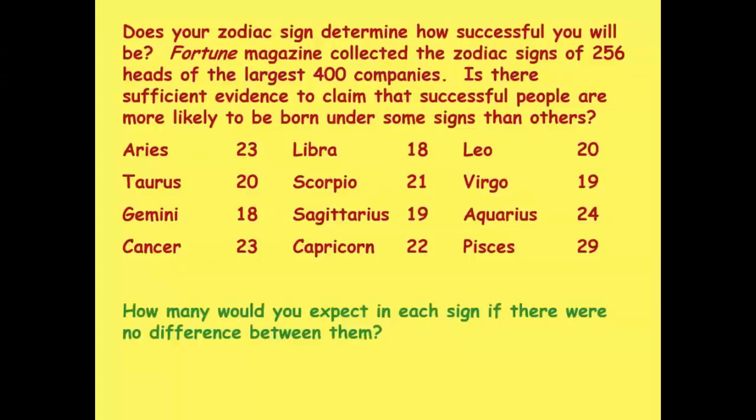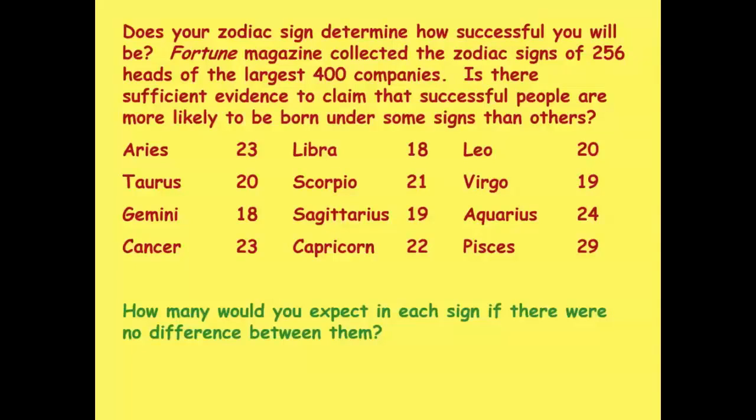So let's take a look at our first example. Does your zodiac sign determine how successful you will be? Fortune magazine collected the zodiac signs of 256 heads of the largest 400 companies. Is there sufficient evidence to claim that successful people are more likely to be born under some signs than others?